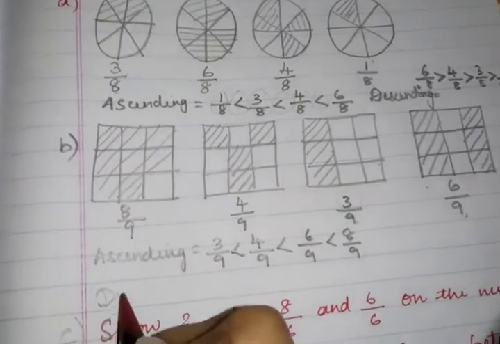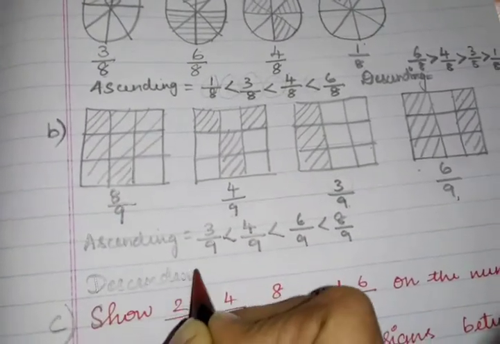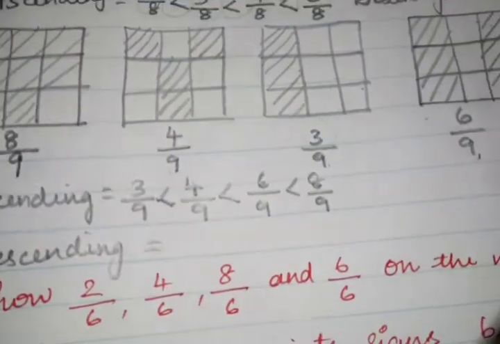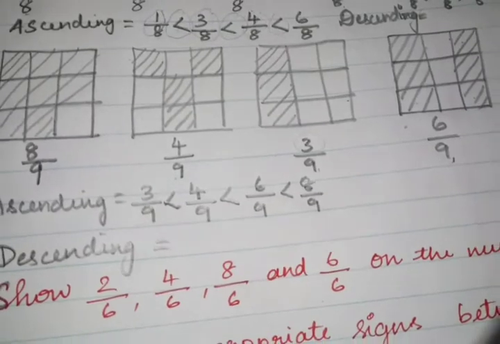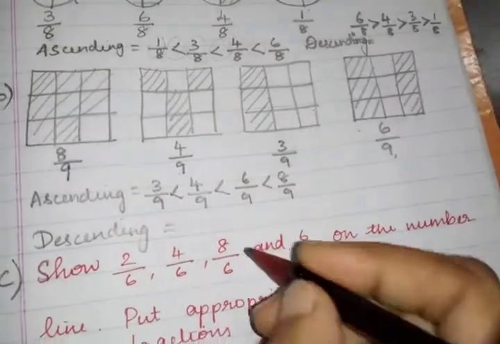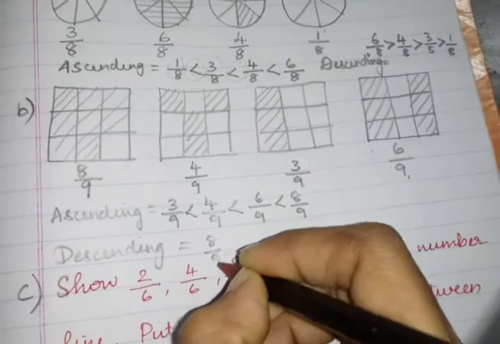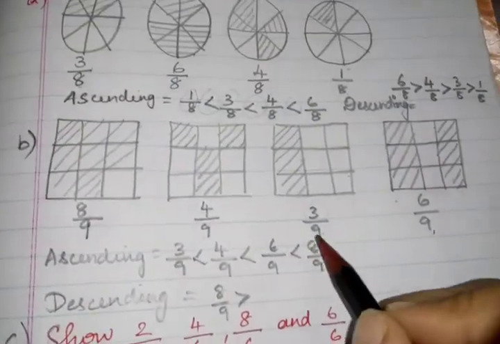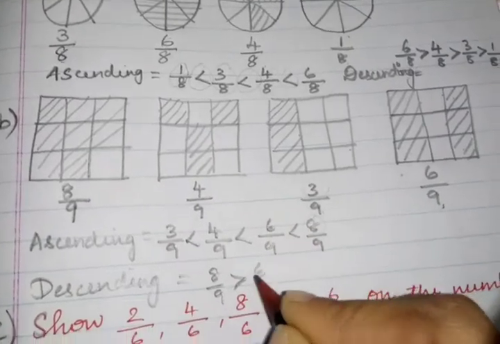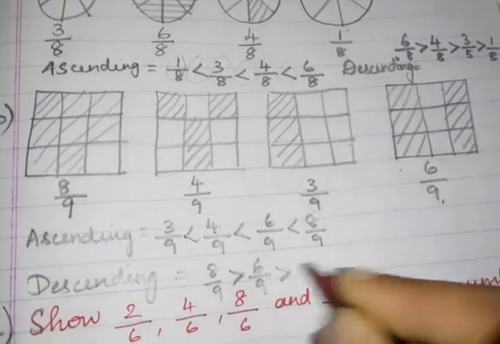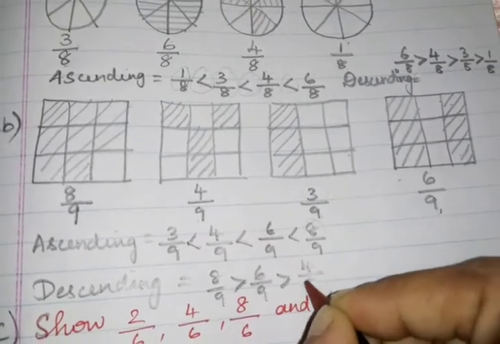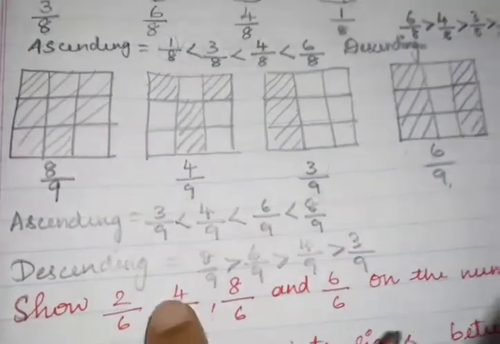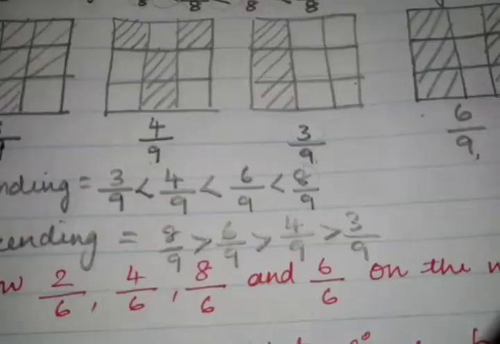Next comes your descending order. Descending means what? Greatest to smallest. So how will you arrange it? First 8 by 9 greater than. Okay, 8 by 9 because 8 is larger. 6 by 9 greater than, 4 by 9 greater than, 3 by 9. So this is how you should arrange it properly.